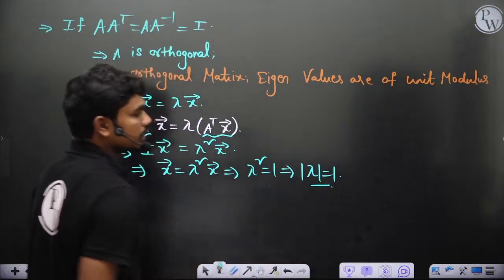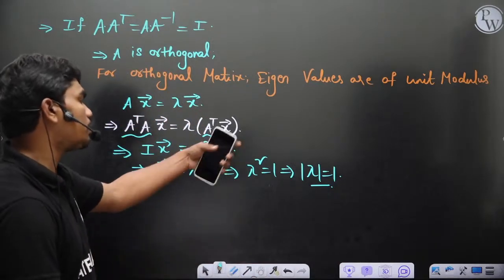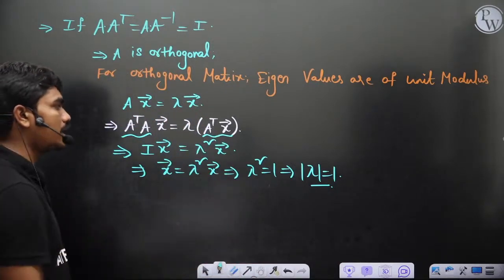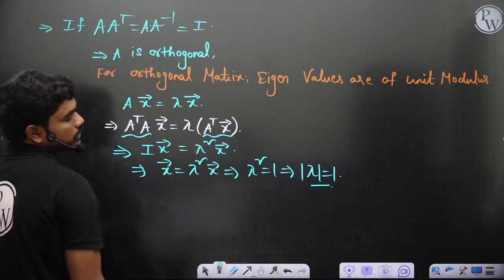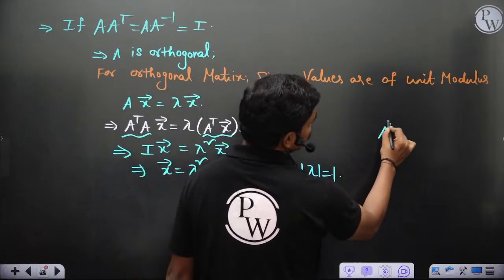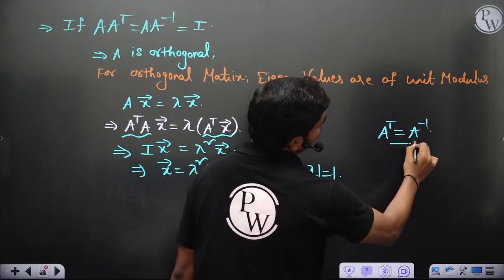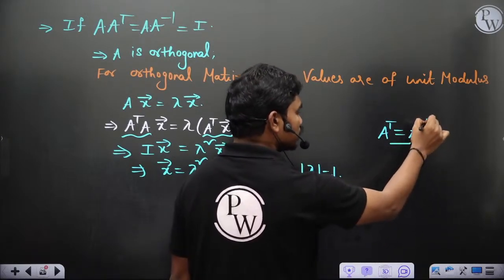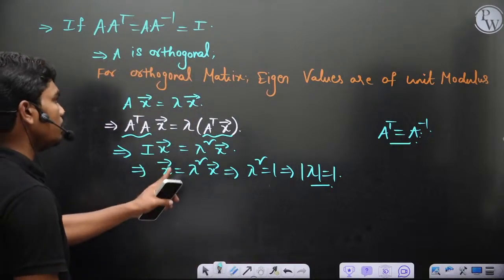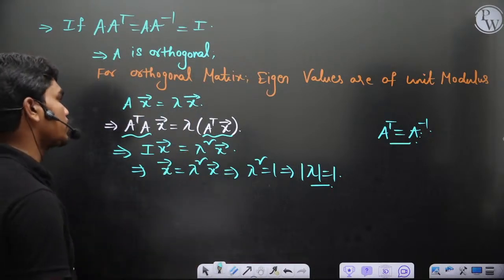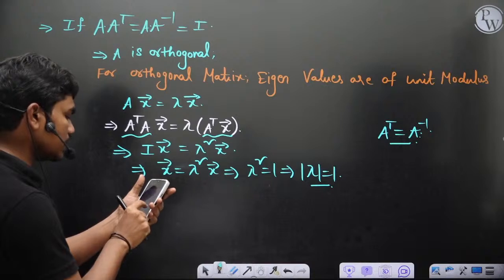Because lambda is plus or minus 1, it can also go to complex numbers, so mod lambda is equal to 1 in that case. The reason is that A transpose is equal to A inverse, and eigenvectors of A inverse and A power m are the same. So ultimately this gets the form lambda into x, of course. So that's why the third statement is also correct.